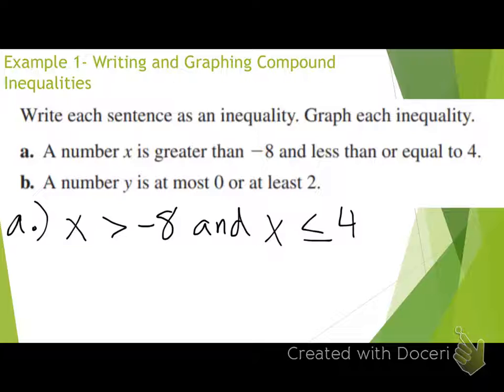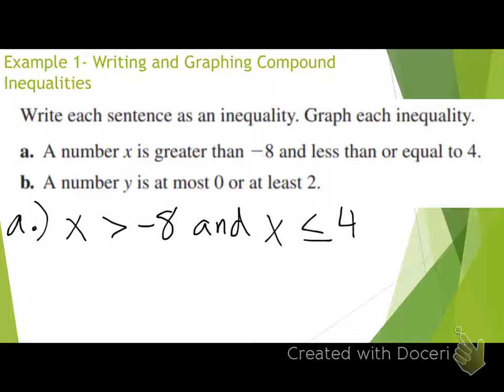A number x is greater than negative 8. X is greater than negative 8. And there's our and right there, so I bring my and down. We're still talking about the same number x, is also less than or equal to 4. So x is less than or equal to 4. You do have to have the x in both spots if you are writing it like this. Okay? Can anyone raise your hand and help me write it a different way?